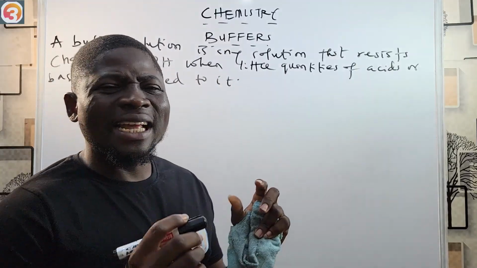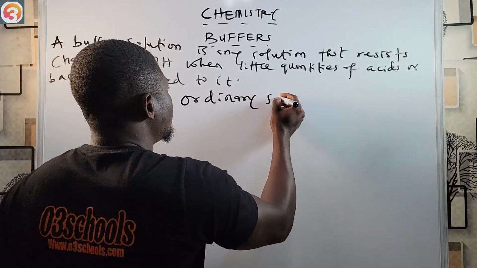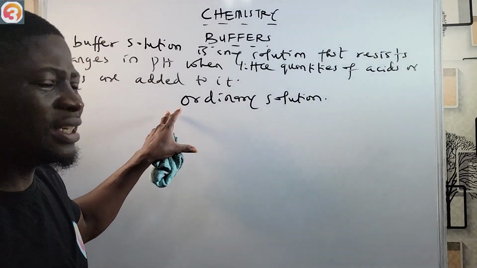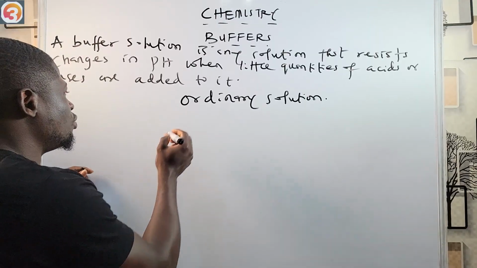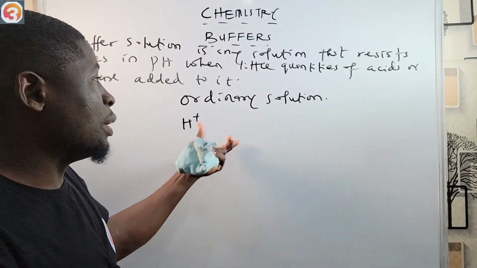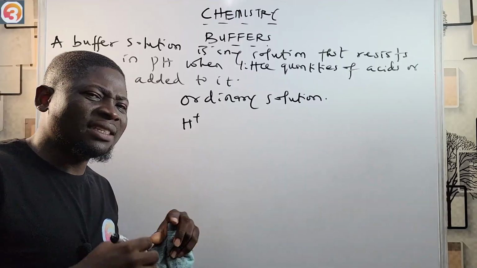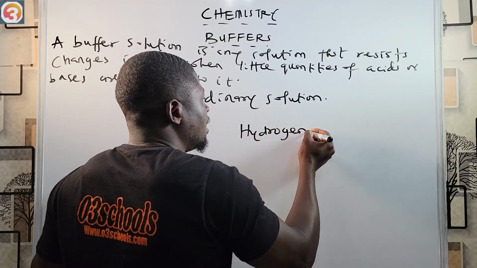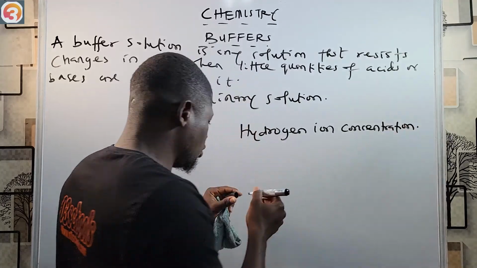If you have an ordinary solution, and then we add acid to this ordinary solution, what it means is that we are adding hydrogen ions to the solution. When we are adding acid to an ordinary solution, it means we are adding hydrogen ions to the solution, and this in turn means we are increasing the hydrogen ion concentration of the solution.